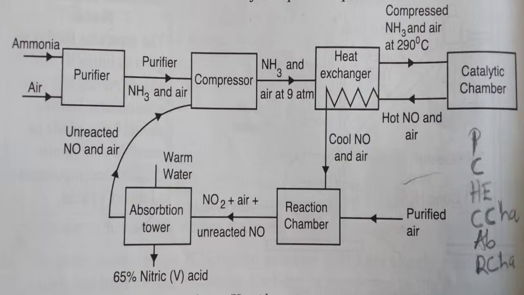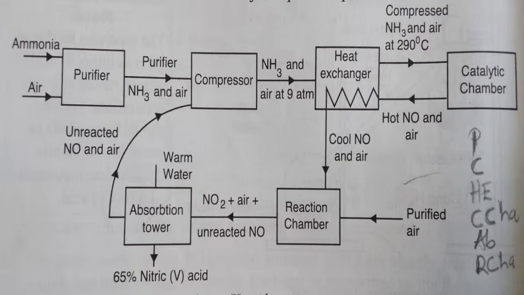Then after that, they are passed to the heat exchanger, where I have said the heat exchanger plays 2 roles. One, in the first step, is where the gases are preheated, and we preheat the gases to attain an optimum temperature of about 230 degrees Celsius. Then after heating the two gases in the heat exchanger, we pass them into another chamber known as the catalytic chamber. In the catalytic chamber, the temperature is very high, about 900 degrees Celsius.